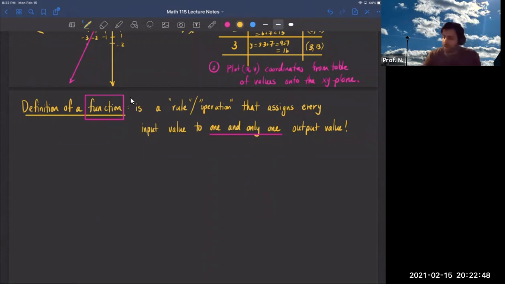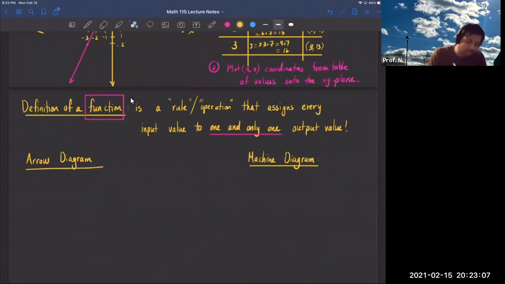Now, what are other ways to describe it? We have other ways called the arrow diagram perspective, and also talk about what's called the machine diagram. So these are mechanisms to give you a better, intuitive feel for what a function is.